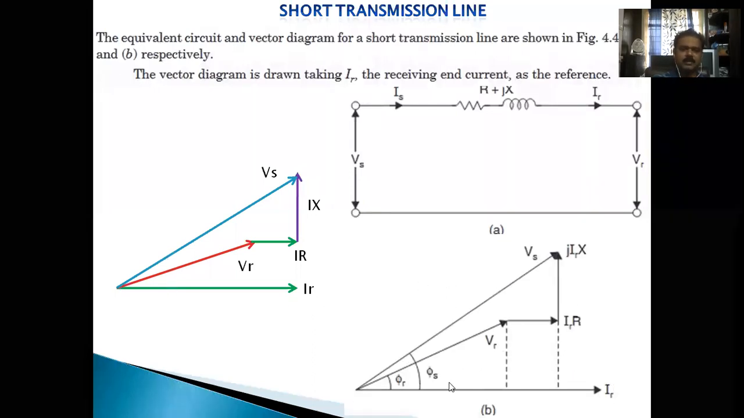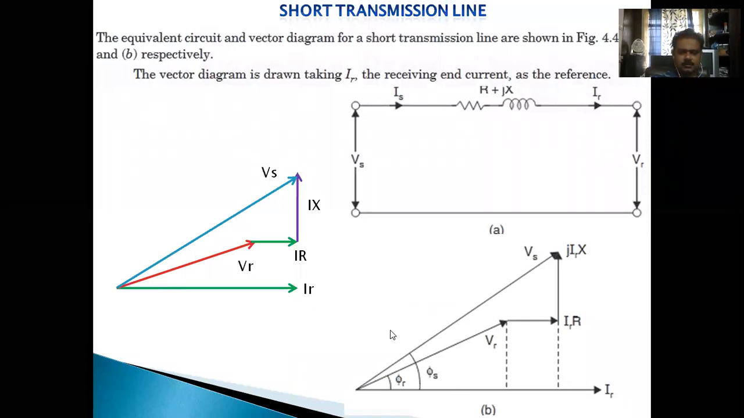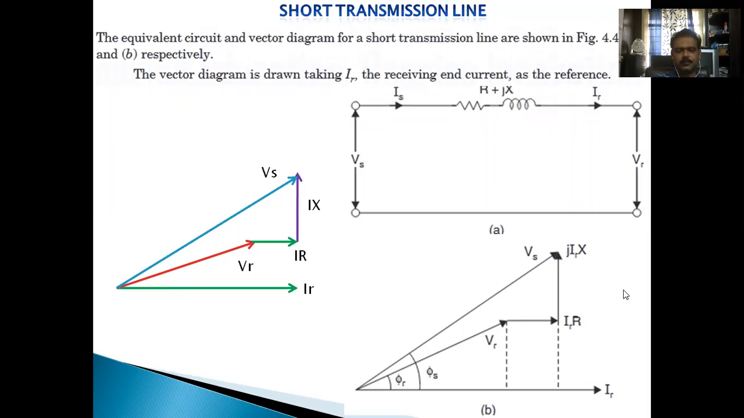Now the final vector diagram, if we observe, is in this fashion. The sending end voltage is equal to the receiving end voltage plus the drop. So I think you have noted.